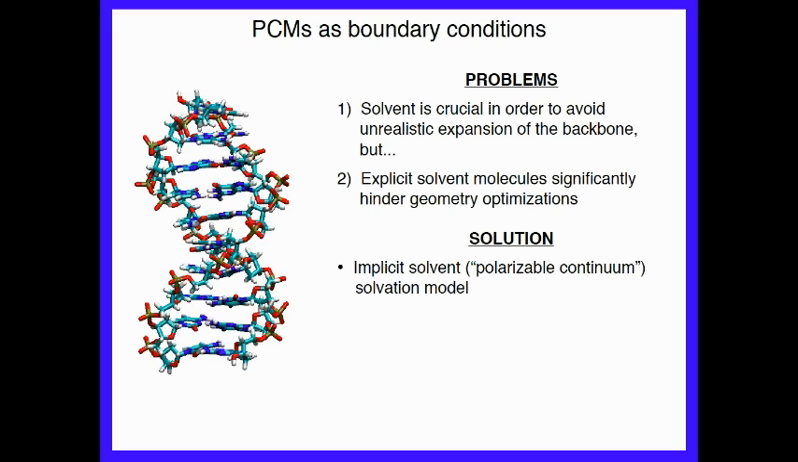Okay, so I told you that there are 2 things that one might want to do with a continuum solvent model. One is, of course, to compute a free energy of solvation, but the other thing is simply to use the continuum solvent models as boundary conditions. So my group over the last few years has done a lot of calculations on DNA. So there's a chunk of double-stranded DNA shown here.